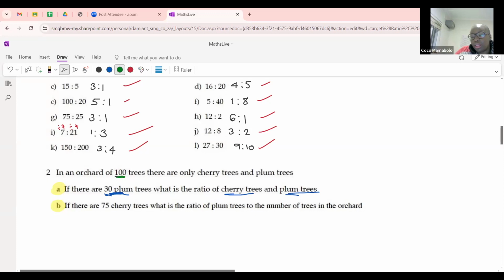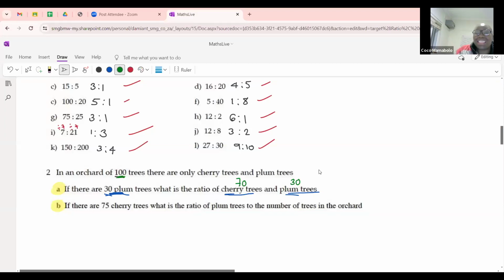I know that there are 30 here. How many cherry trees do I get, Itandile? Okay, Itandile is not unmuting, but I'm going to go with everyone in the chat. You guys are 100% correct. It's 70. Good. So I know that there are 70 cherry trees to 30 plum trees.